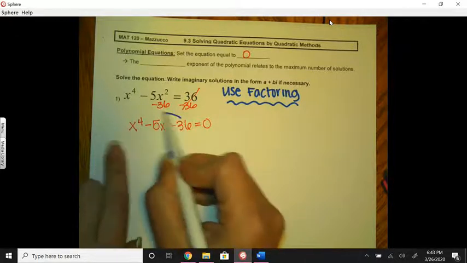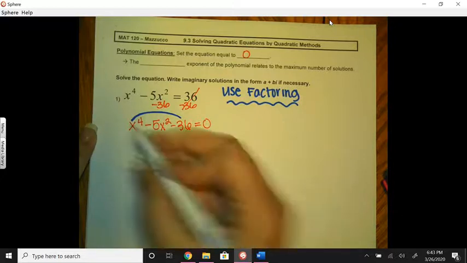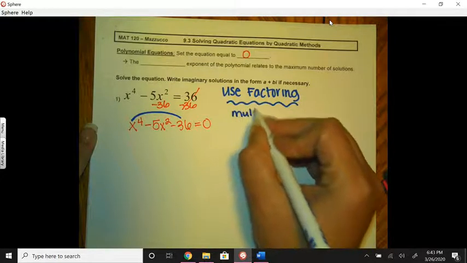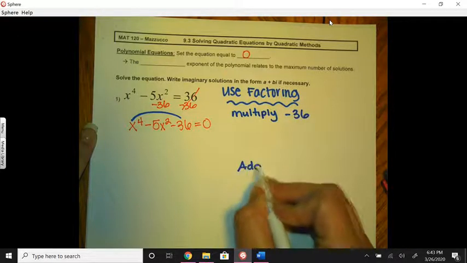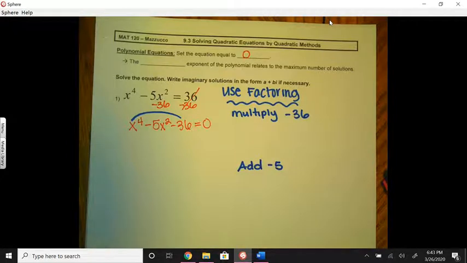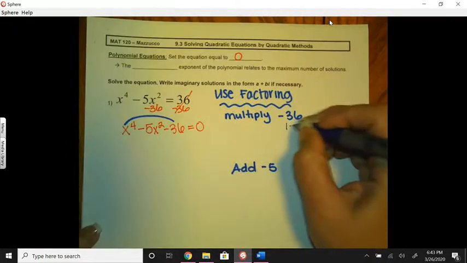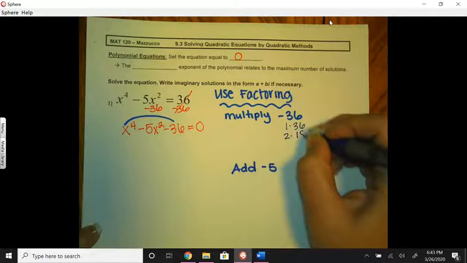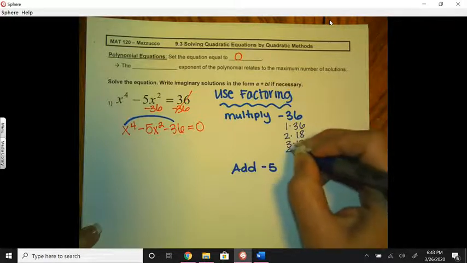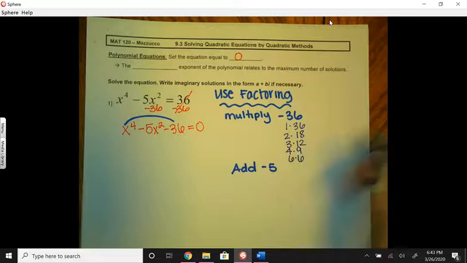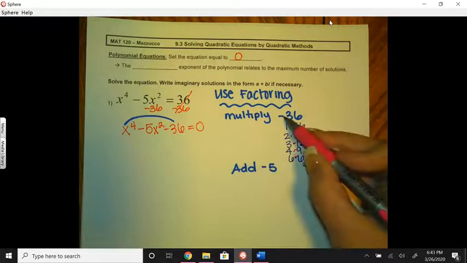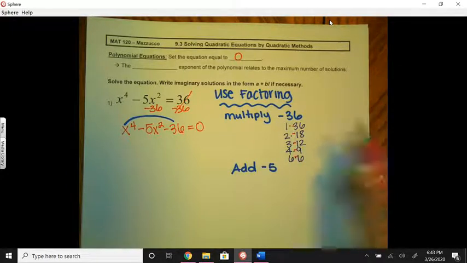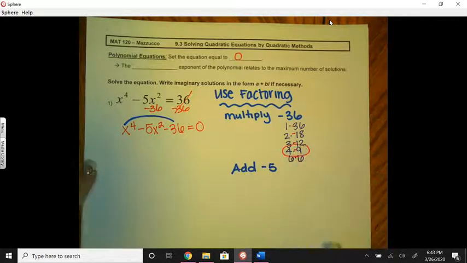And then we have to think of what multiplies to negative 36, and it has to add to negative 5. So we have 1 and 36, 2 and 18, 3 and 12, 4 and 9, and 6 times 6. Since it has to add to a negative, we know the bigger number has to be negative. And because it has to multiply to a negative, this one has to be positive. And then we would see that 4 and negative 9 would work.